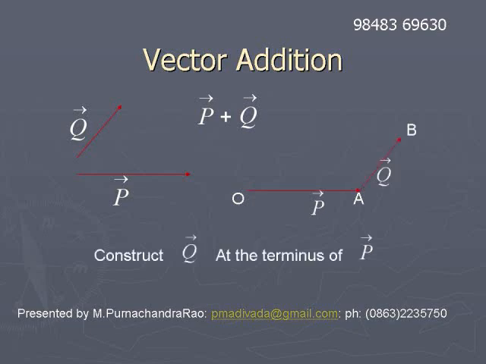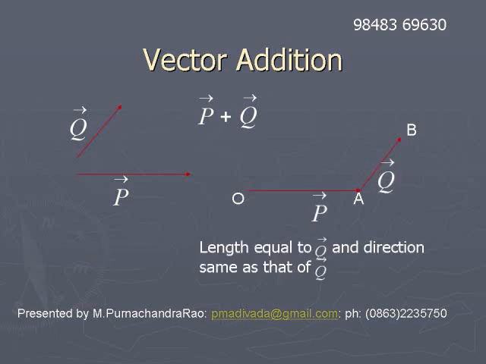construct the vector q bar at the head of OA bar. That means the tail of q bar should be constructed at A. The tail of q bar should coincide with A, and AB bar should be parallel to q bar, and its length should be equal to q bar.